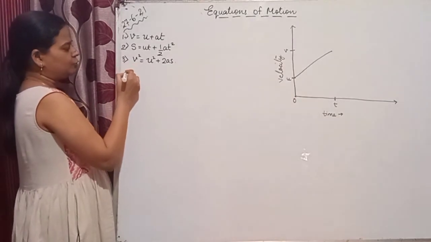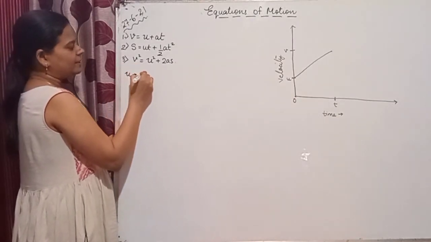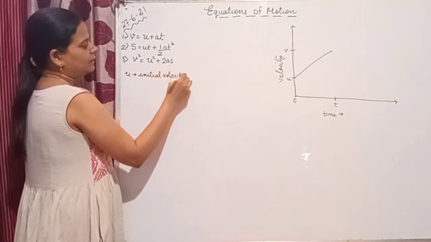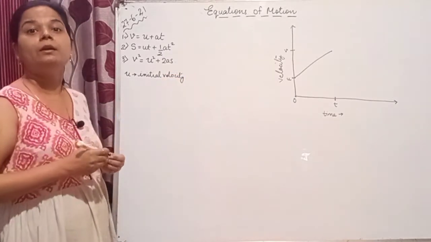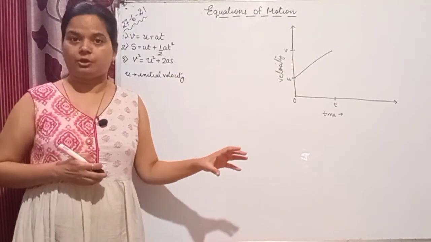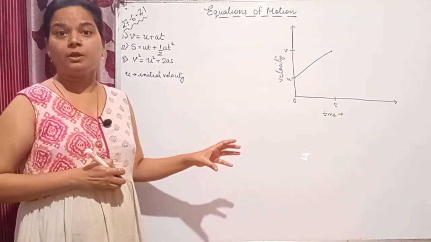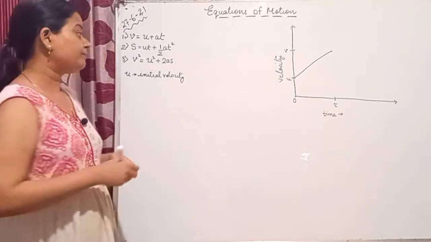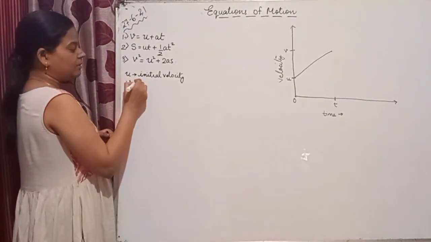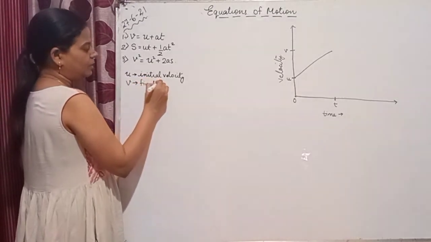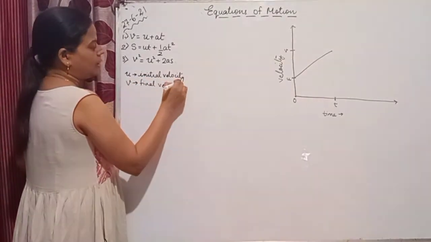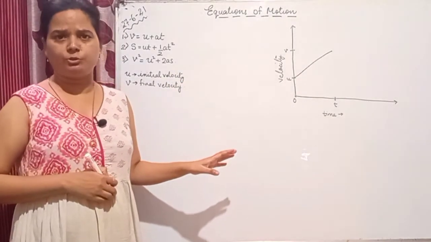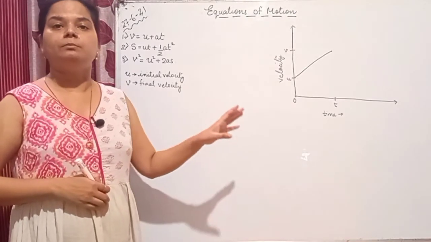So first of all, we have used u. U represents initial velocity. Initial velocity means the velocity of the object when we have started our observation. It may not necessarily be zero. Sometimes we may start observation when the body is already in motion, right? Then we have used v. V means final velocity. Final velocity means when we have stopped our observation. That means at the end of the observation, what was the velocity of the body.